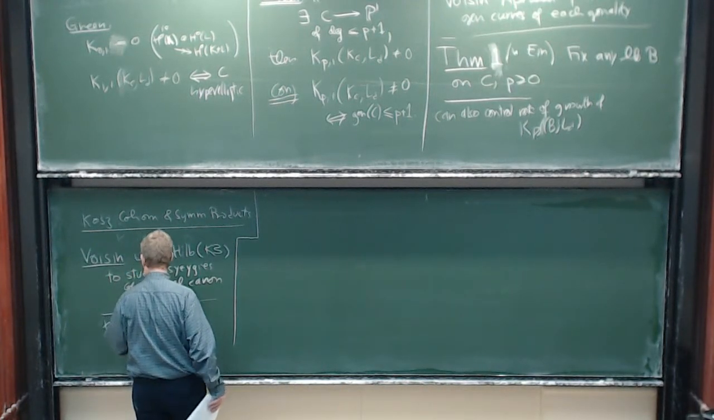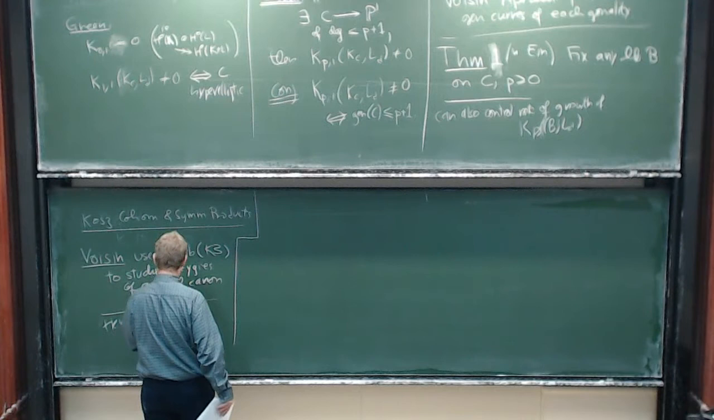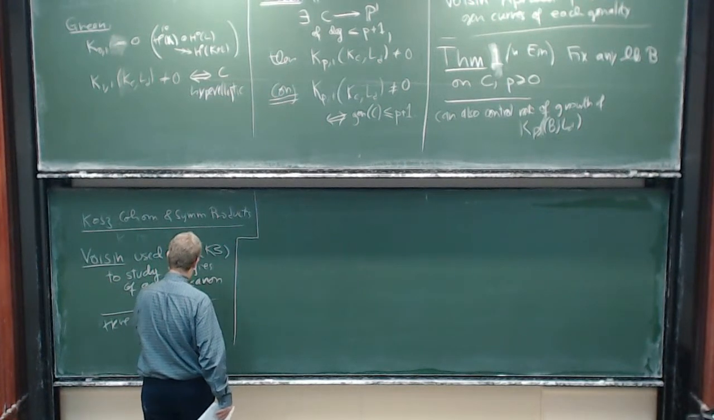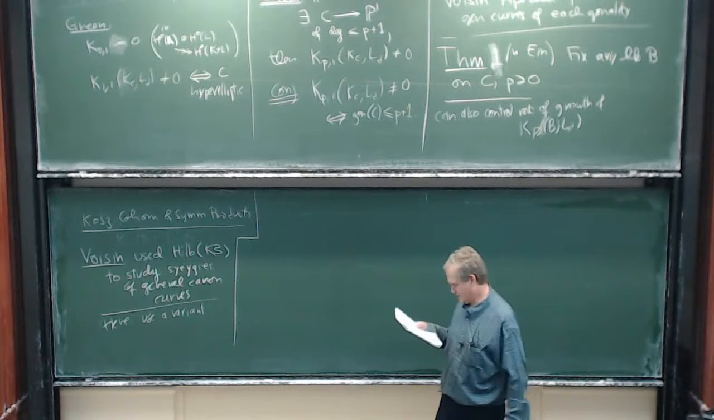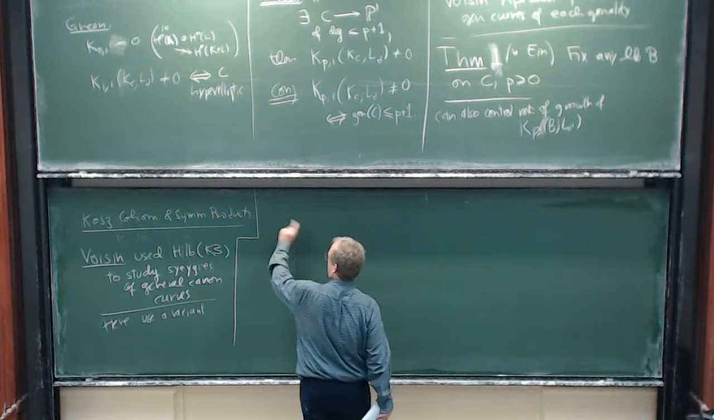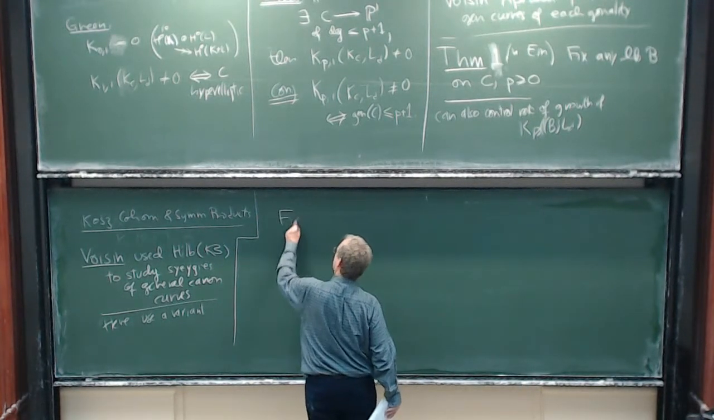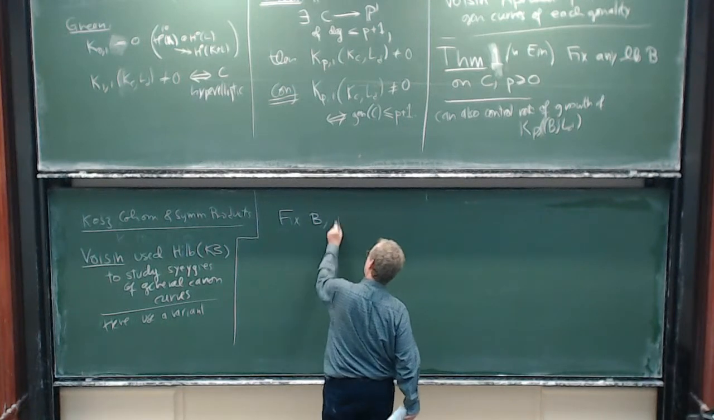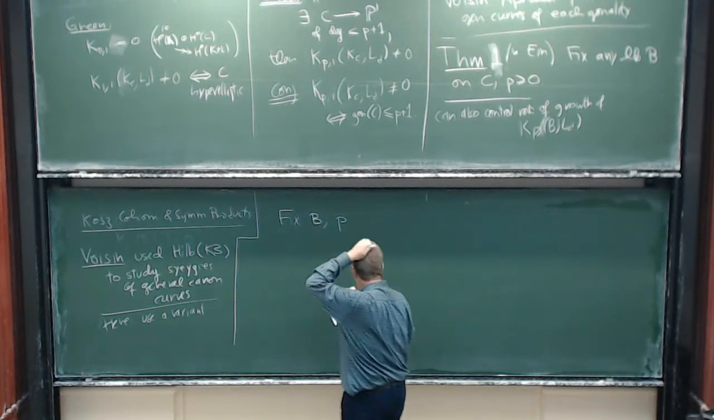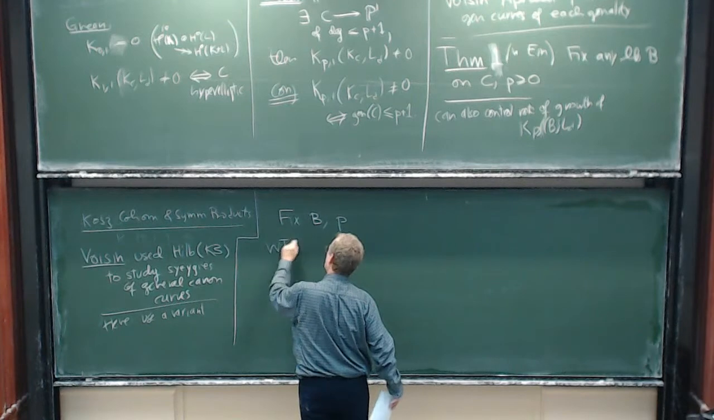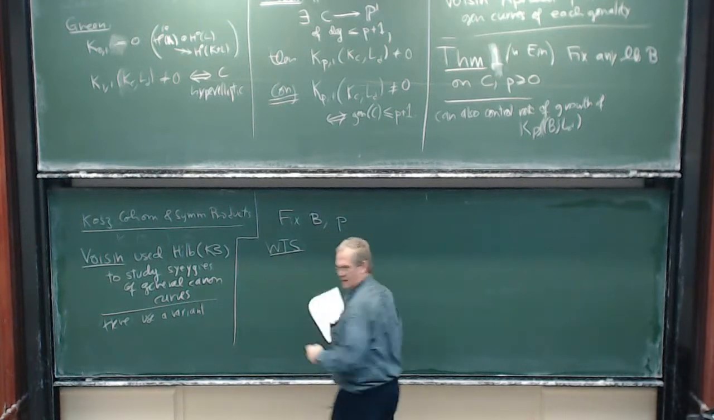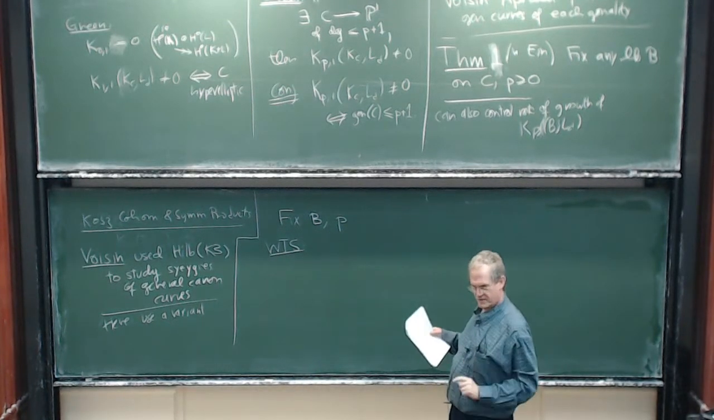So here we'll use a variant, and I'll explain the variant. Of course, if you're on a curve, you're working on symmetric products, not Hilbert schemes. So what's the idea here? Let's fix a line bundle B and an integer p. I'm proving your theorem. I'm going to prove the theorem.